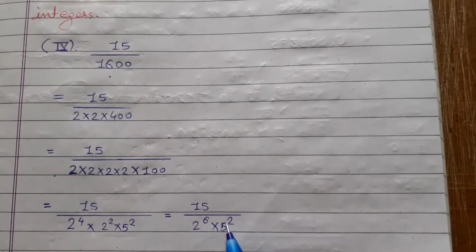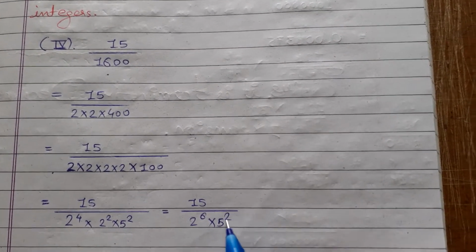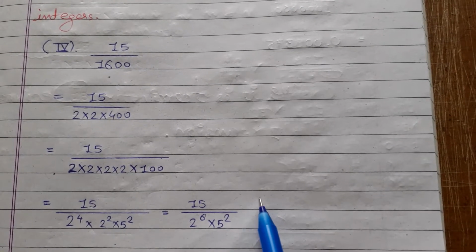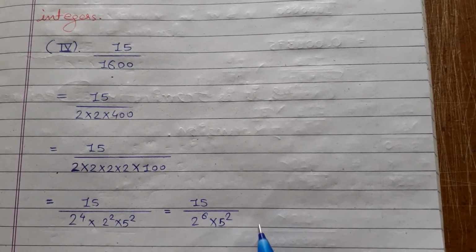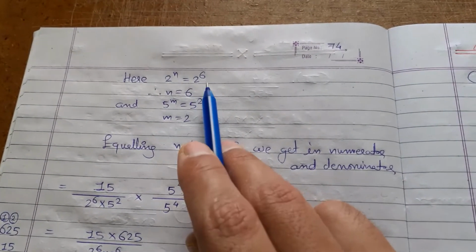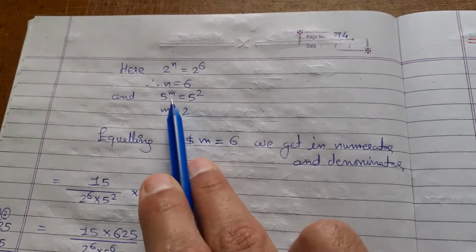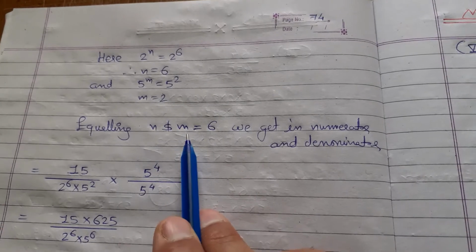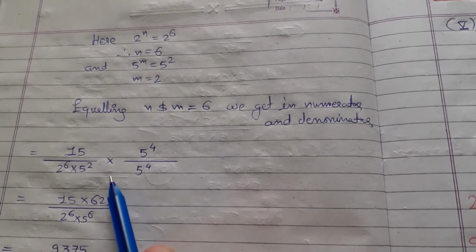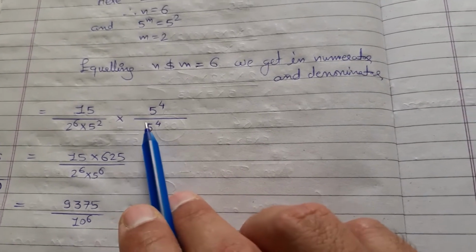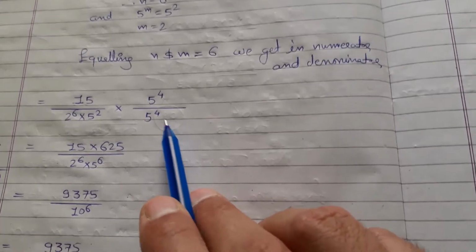To obtain the perfect decimal expansion, we have to increase the value of m up to 6. So we have to multiply the numerator and denominator by 5 raised to 4. Here 2 raised to n is equal to 2 raised to 6, so n is equal to 6, and 5 raised to m is equal to 5 raised to 2, so m is equal to 2. Equaling n and m to 6, we get in numerator and denominator 15 upon 2 raised to 6 into 5 square, into 5 raised to 4 upon 5 raised to 4.